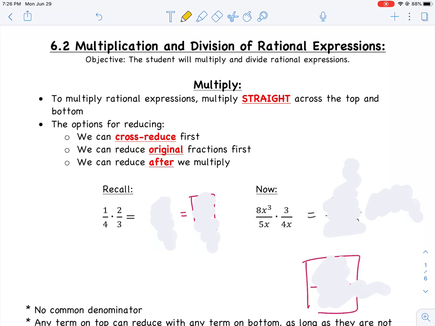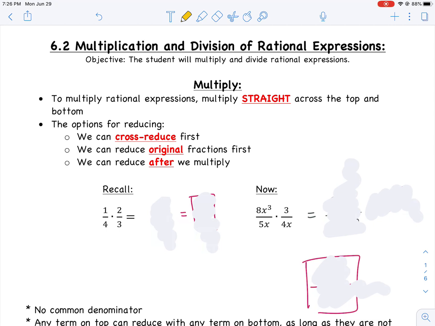All right, here's our first video in section 6.2. We're going to start talking about multiplication and division of rational expressions. So we've talked about domain restrictions, remember what's going to cause the denominator to equal 0, and we've talked about simplifying rational expressions. Now let's talk about multiplying.